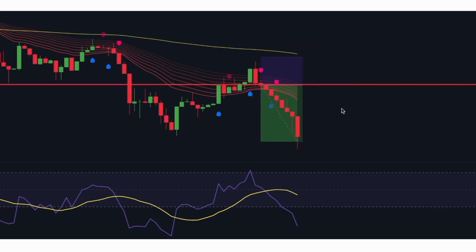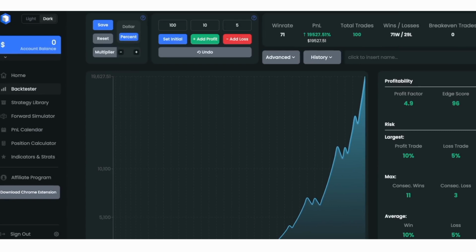Okay, now once we know the rules, let's move on to the backtesting results. So the starting account balance was set at $100, and after 100 trades the strategy increased it to $19,527. I find it funny that the strategy's win ratio isn't even the highest out of all the strategies I've tested so far.